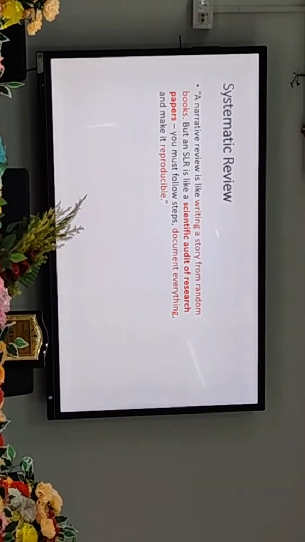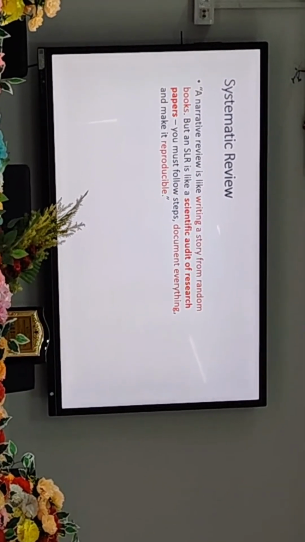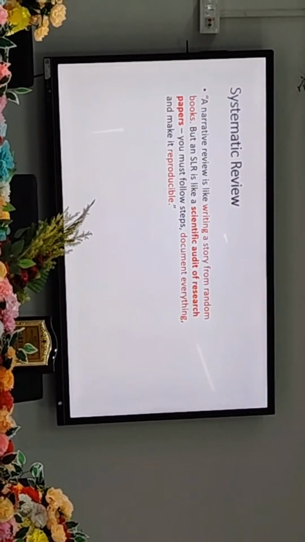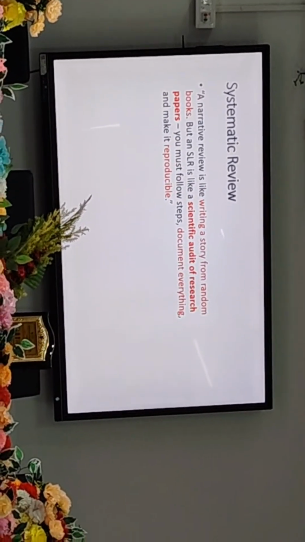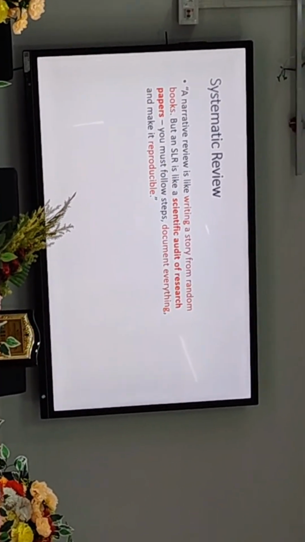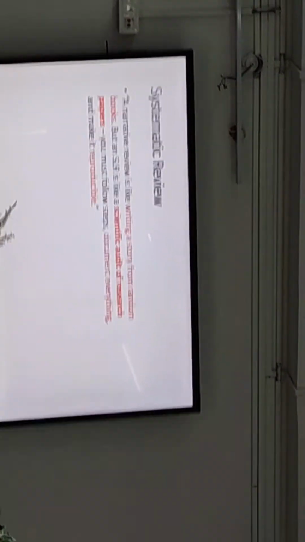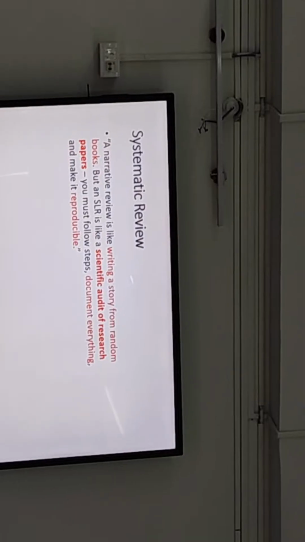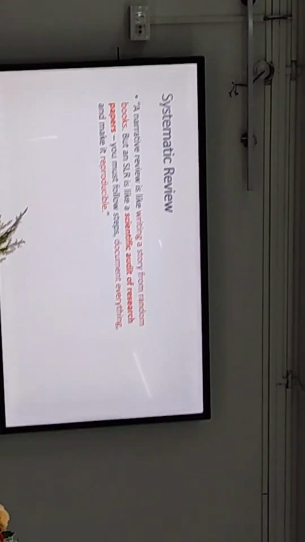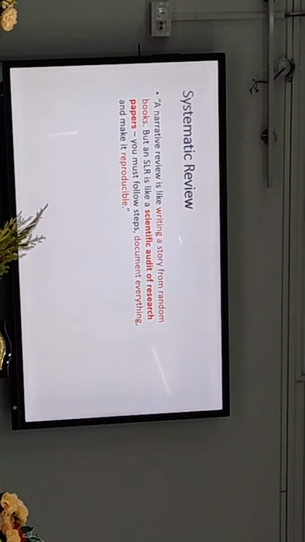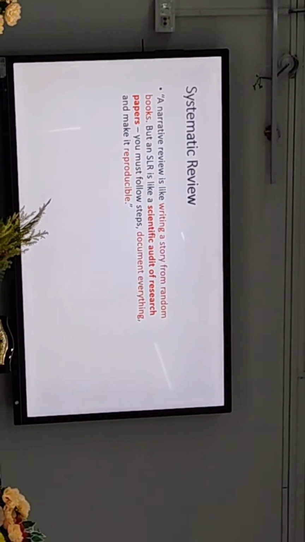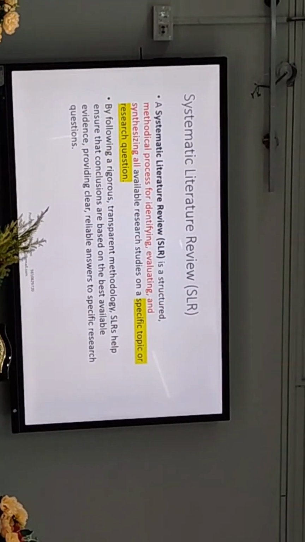You can say that a narrative review is like writing a story from random books, but SLR is like a scientific audit of research papers. You have to document each and every step: why it happened, why you have included, why it is excluded. You have to document. The editor will ask in each step. Okay? So then what is a systematic literature review?